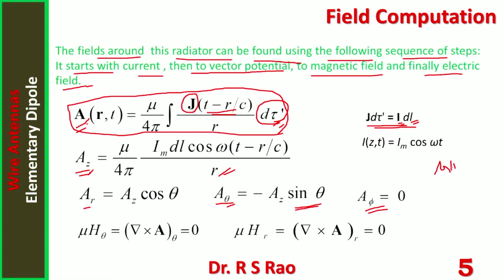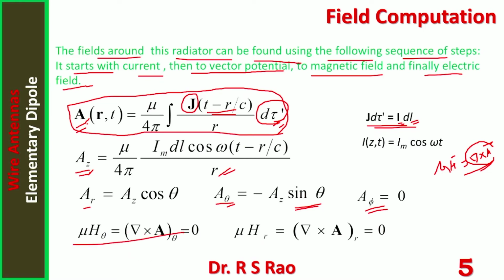Mu H is del cross A. This is a basic, fundamental relation from electromagnetic field theory. H is a vector, so it has three components: r component, theta component, phi component. Substituting the r, theta, phi components of A in del cross A and computing del cross A, we will get three components. Del cross A has three components because it is a vector. Equating these components of del cross A with the components of H, we will get three equations. Those equations are given here.